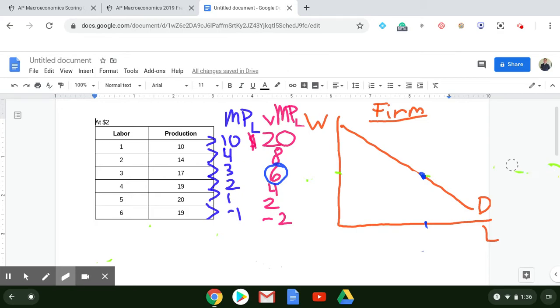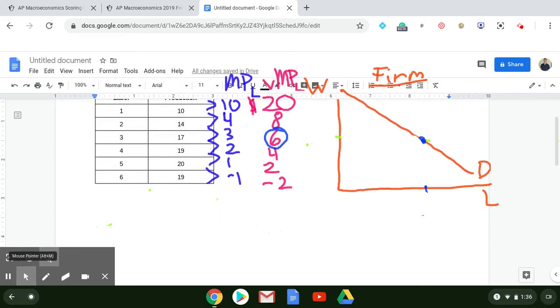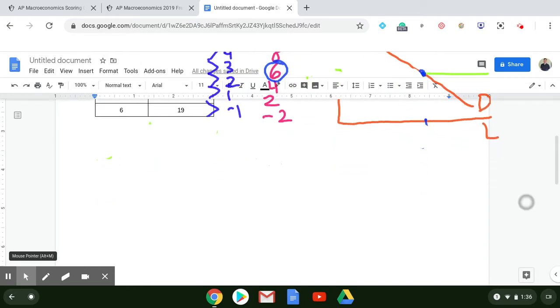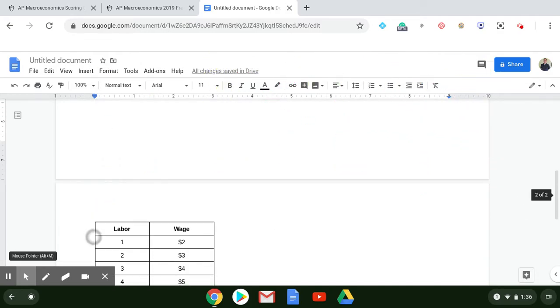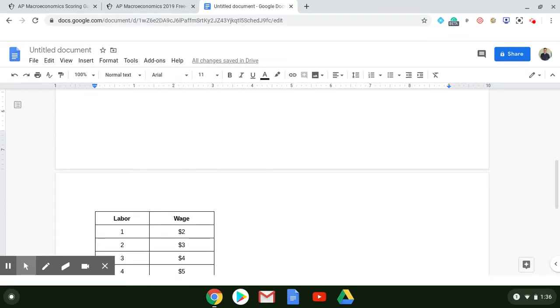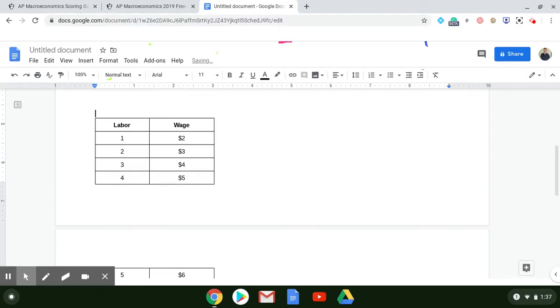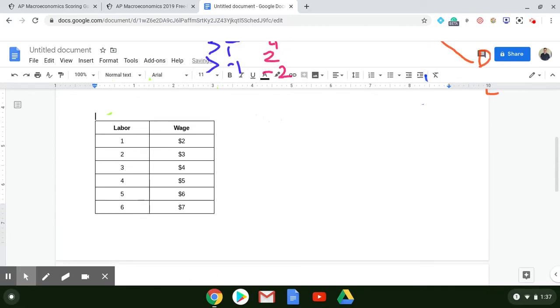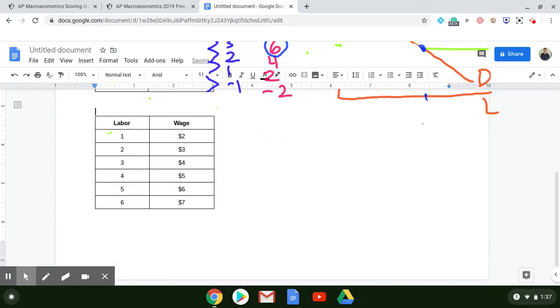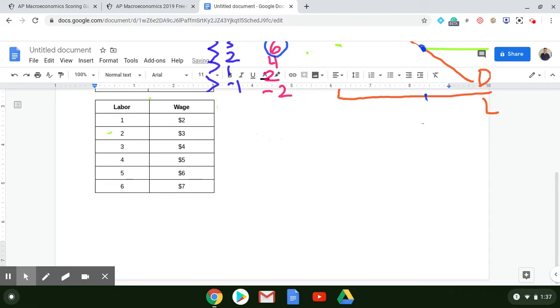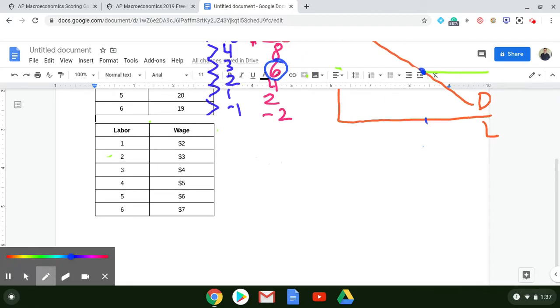Now we are going to have to talk about a monopsony. That is when you have a firm that is no longer perfectly competitive in a labor market. And this is where it gets a little confusing, because we're going to have to look a little differently at our marginal factor cost.